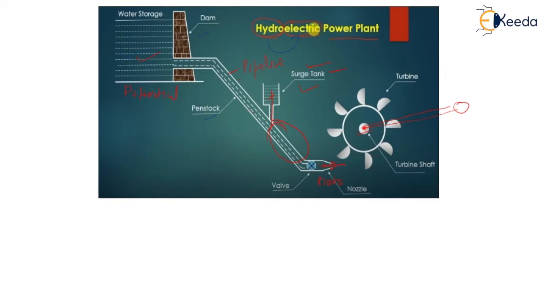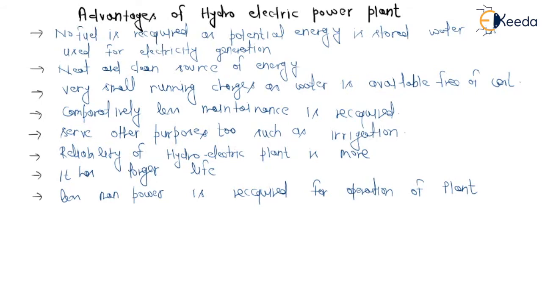And now, the advantages of hydroelectric power plant. So what are the advantages? The first one is no fuel is required, as the potential energy stored in water is used for electricity generation. Yes, no fuel is required. Second, it is a neat and clean source of energy, and that is important for the current atmosphere.